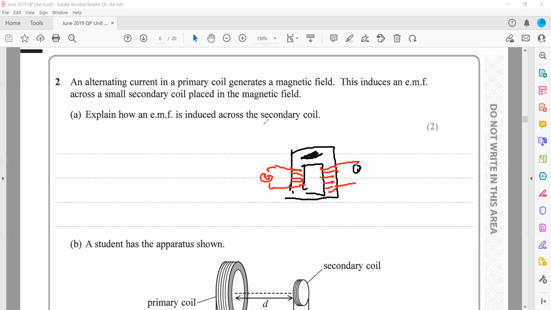Explain how EMF is induced across the secondary coil. So basically the idea is that there is a change in magnetic field, as we have an alternating current which produces a variable magnetic field, and due to the change in magnetic field there is an induced EMF in the secondary coil. You can use the term magnetic flux linkage as well. That is the same thing. So you have to explain the working of a transformer here.